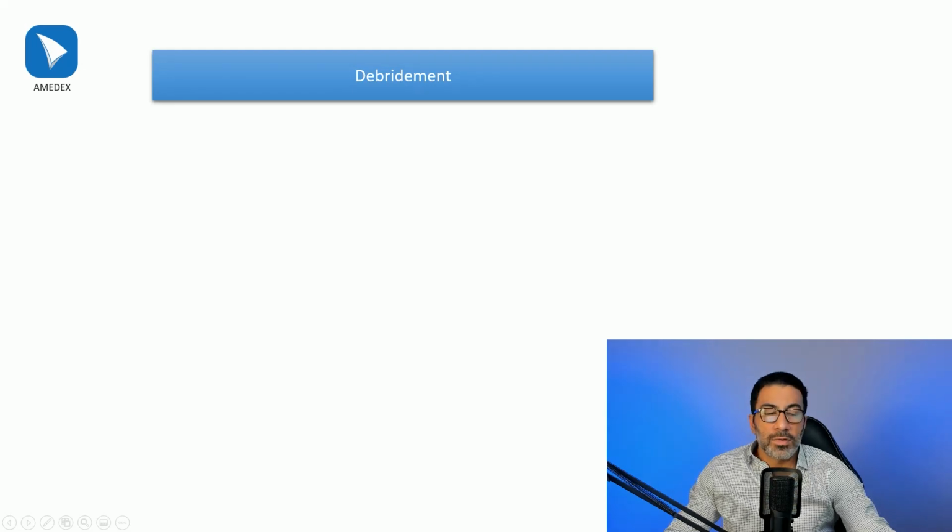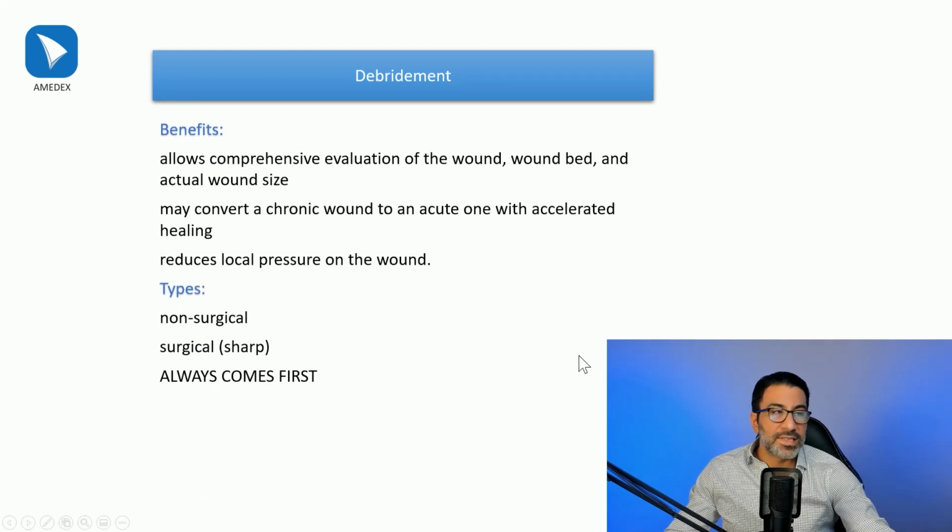Debridement, like I told you, is the very first step in management of diabetic foot. And the reason is it has some benefits. It allows you to evaluate and assess the wounds thoroughly and completely. It allows comprehensive evaluation of the wound bed and actual wound size, which is a very important factor when it comes to management of the diabetic foot. And it also may convert a chronic wound to an acute one with accelerated healing.